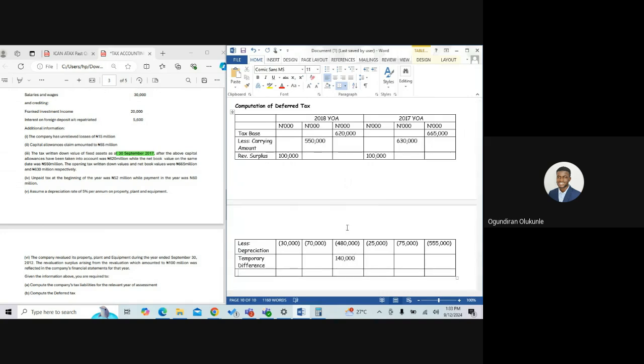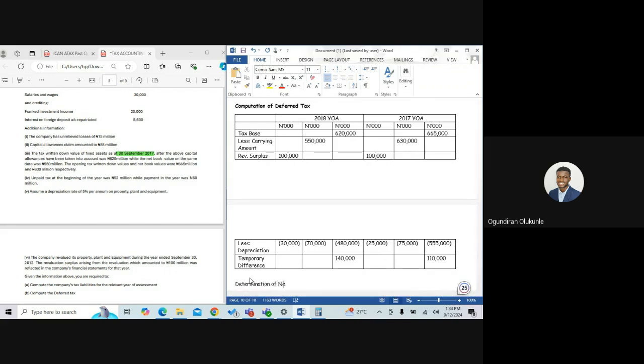And on the extreme, you have 665 minus 555. What do you have? 665 minus 555. What do you have? 110,000. Right? 665 minus 555. So this difference is called what? Temporary difference. The next thing is determine the net temporary difference.